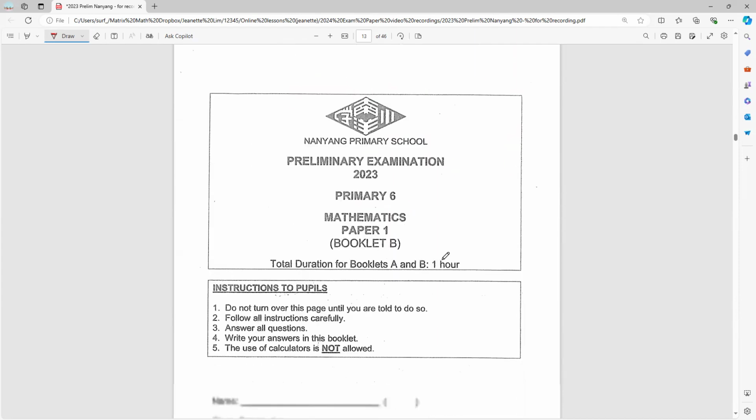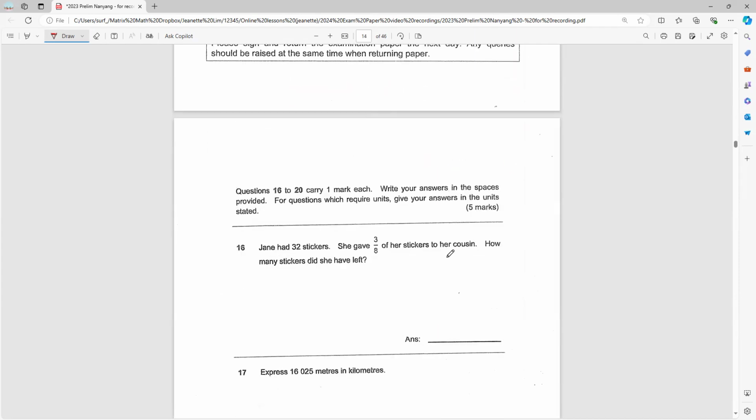Okay, booklet B. Question 16. Jane had 32 stickers. She gave 3/8 of the stickers to her cousin. How many stickers did she have left? So if she gave away 3/8, means that she's left with 5/8. So 5/8 of 32, we can take 5/8 times 32.